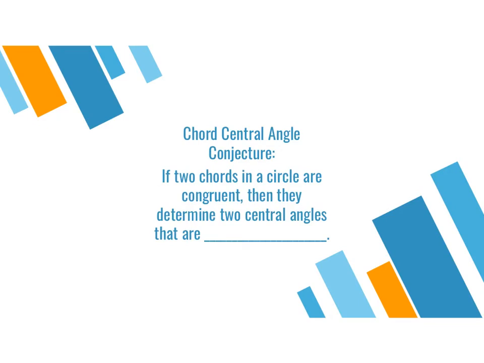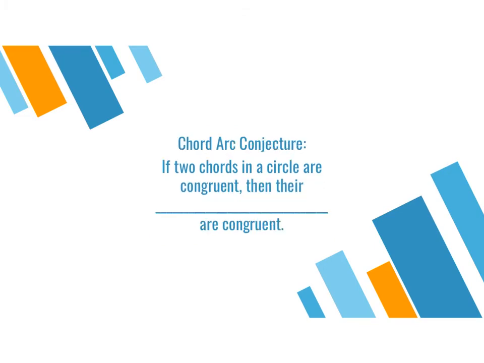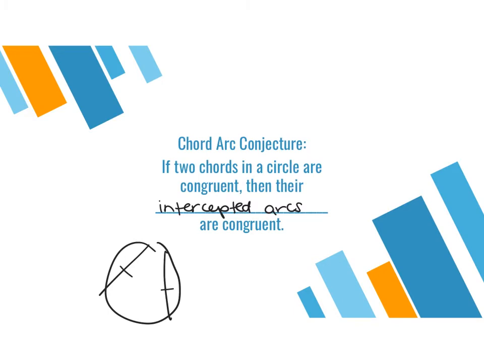If we want to sound mathy about it, we can say that if 2 chords in a circle are congruent, then they determine 2 central angles that are congruent. And if 2 chords in a circle are congruent, then their intercepted arcs are congruent. So if I have a circle and I have 2 chords that are marked congruent, if I draw in angles there, those 2 angles will be the same, and the 2 arcs will be the same.